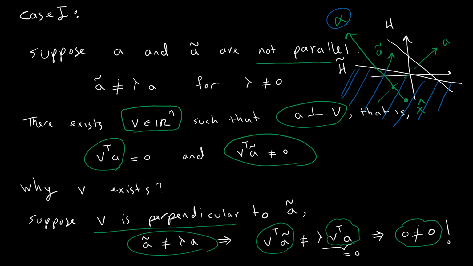Therefore, the vector V is perpendicular to A, but it is not perpendicular to A tilde. So let's see what we can do with this vector in the next slide.